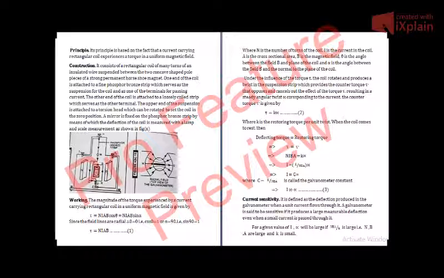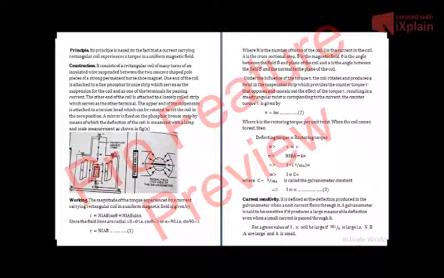Now, what is current sensitivity? Current sensitivity is defined as the deflection produced in the galvanometer when a unit current flows through it. That is, when 1 ampere of current flows through it, we have to see how much deflection, what is the angle alpha.